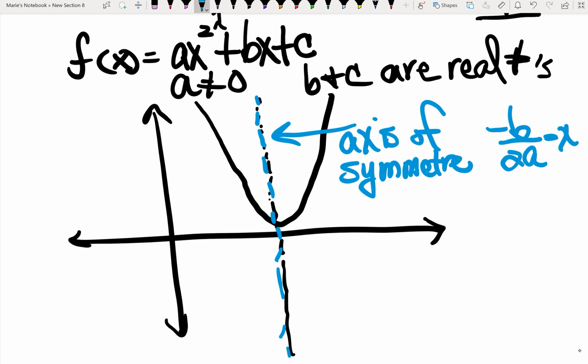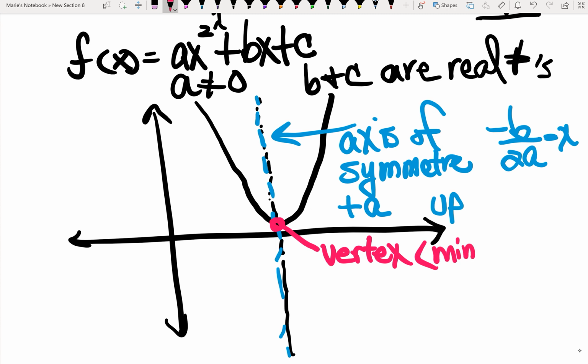Now you will notice in this case, a is positive, and so that tells us that it faces up, and therefore the vertex, which is down here, the lowest point where it turns, in this case is referred to as a minimum point.